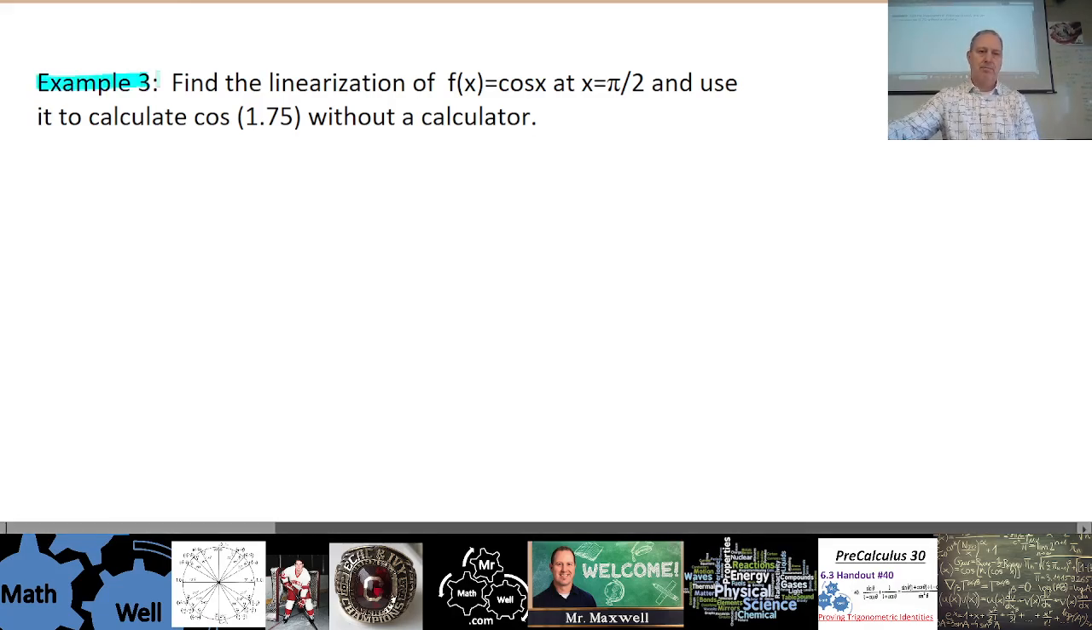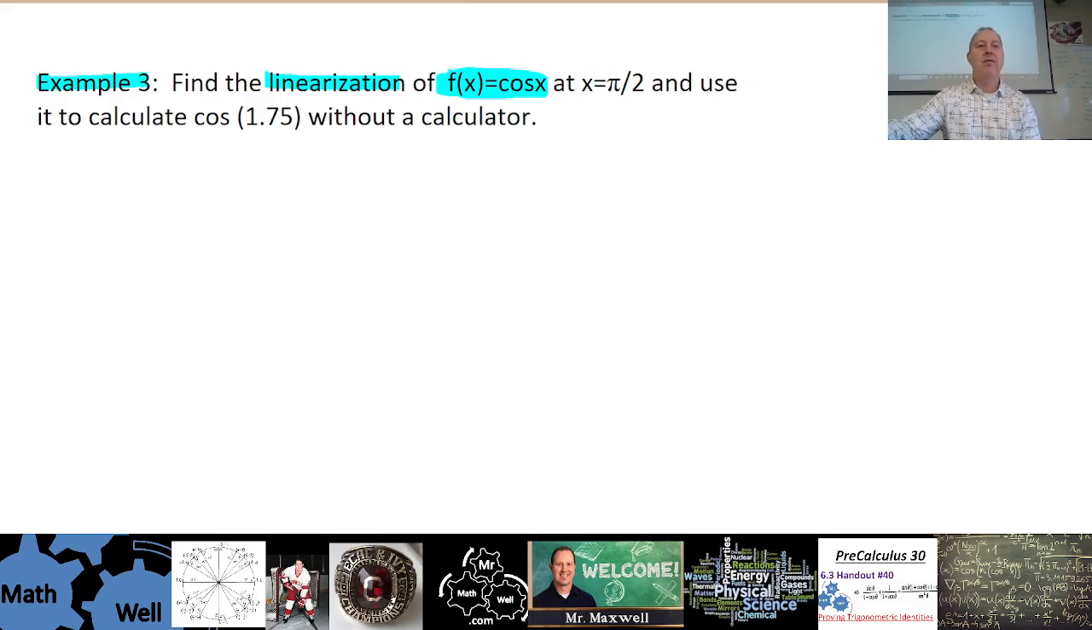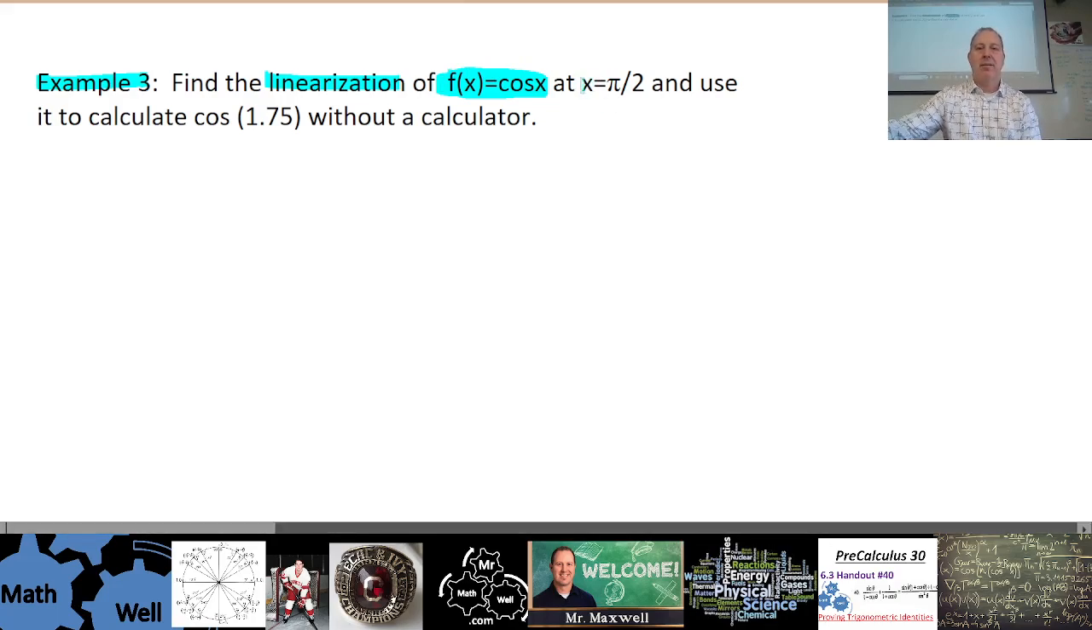So example 3, find the linearization of f of x equals cos x. So it gives us the function that we're going to be using. And it also gives us the a value. So this is at x equals pi over 2. So the linearization, and this is our point of tangency, so this is a equals pi over 2. And use this information, the f of x and the a value, to calculate the cos of 1.75 without a calculator. So here's a legitimate cos of 1.75 without a calculator.